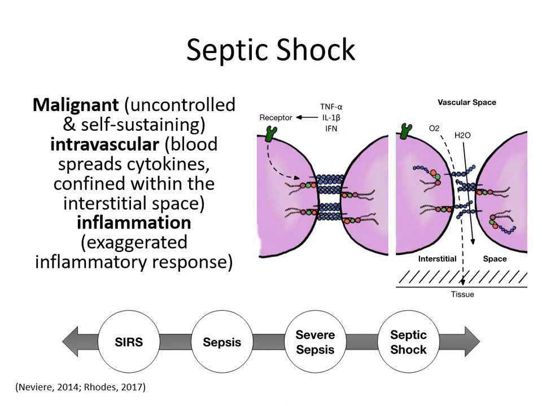Sepsis is defined as a malignant intravascular inflammation. It's malignant in that it's uncontrolled and self-sustaining. It's intravascular in that blood spreads cytokines, not confined within the interstitial space. It's inflammatory in that sepsis is essentially an exaggerated inflammatory response. Basically, in response to a pathogen, the body over-responds with release of various cytokines. This storm of cytokines is recognized by endothelial receptors.